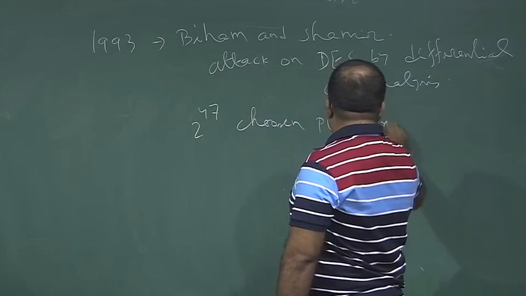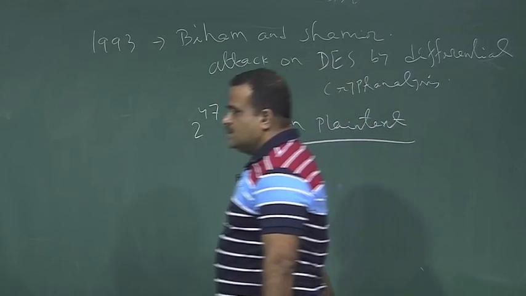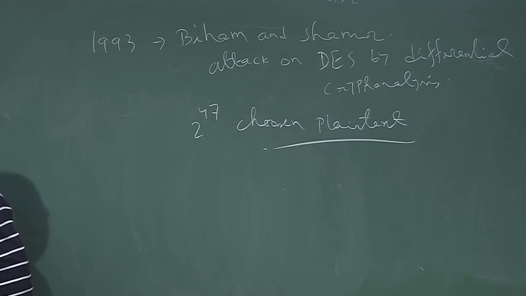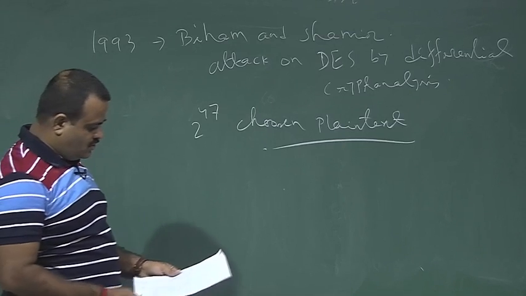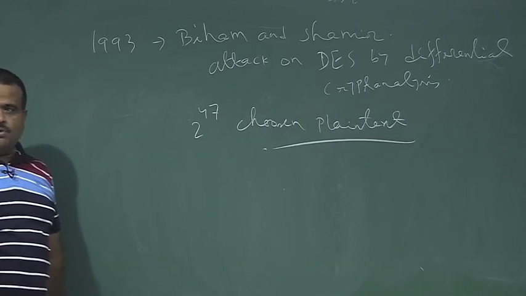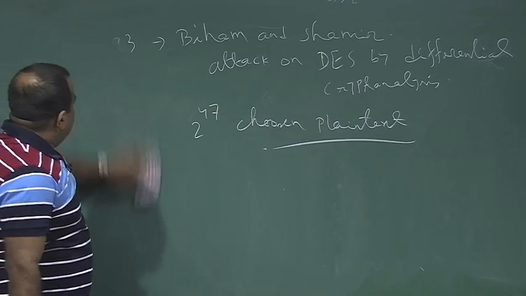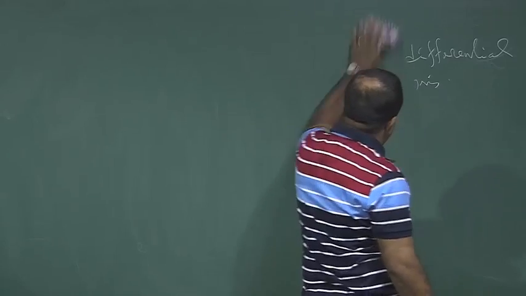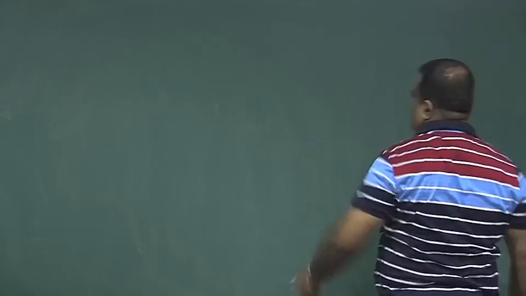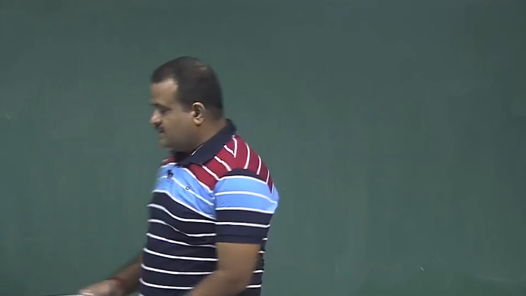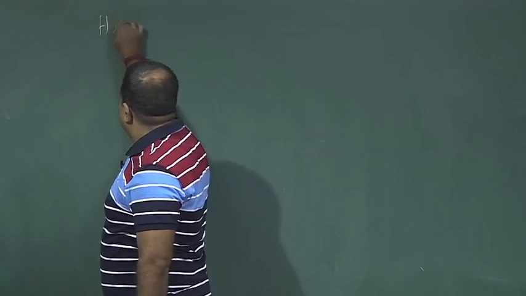So, this is a chosen plaintext attack, and the size of the plaintext they have chosen is 2 to the power 47. That is the complexity of this attack. DES was broken by this differential cryptanalysis, and they have a book on this. There are some other variants of differential attack, like truncated differential attack and higher order differential attack. We will not discuss all of these.